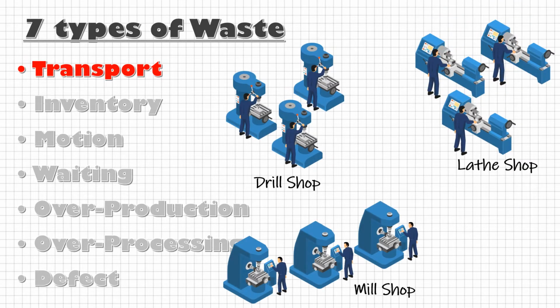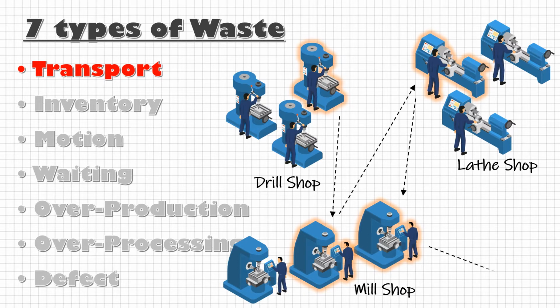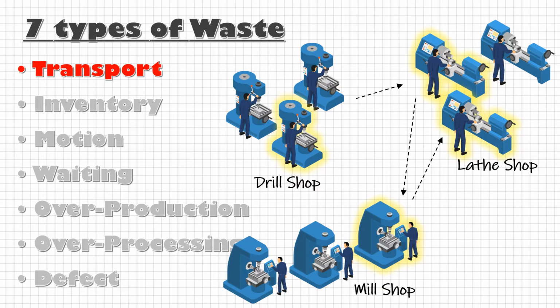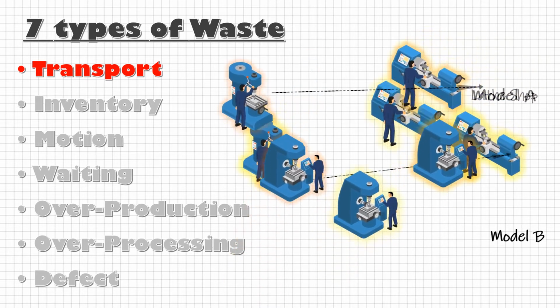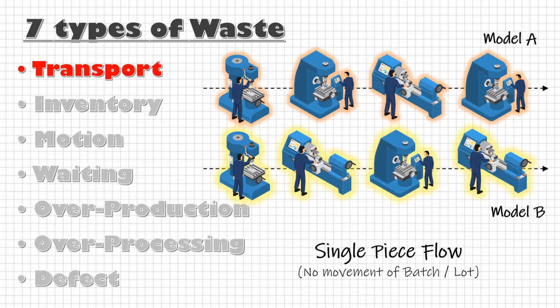Let's start with transportation. Any movement of the resources from one place to another which does not add value to the product. For example, in a batch production model, product keeps moving from one shop to another, and additional resources and cost may be required for this movement. That's why industries are moving to single-piece flow.